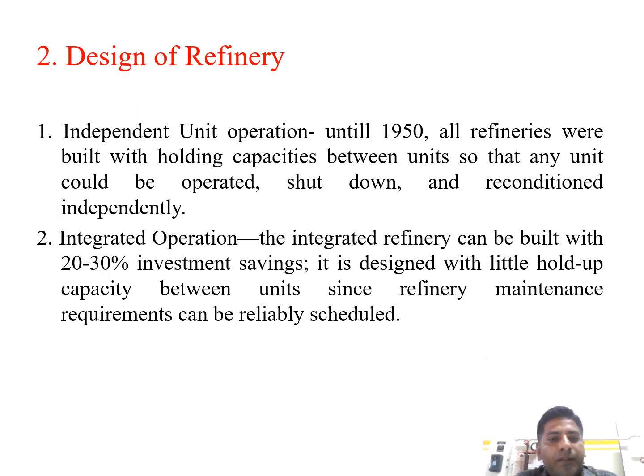Next is the design of refinery. It is an independent unit operation; since 1950, all the refineries were built with holding capacity between units, so any unit could be operated, shut down and reconditioned independently. Next is the integrated operations. The integrated refinery can be built with 20 to 30 percent investment saving. It is designed with little holdup capacity between units, since refinery maintenance requirements can be reliably scheduled.